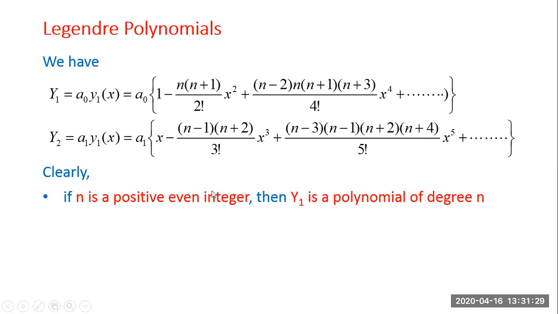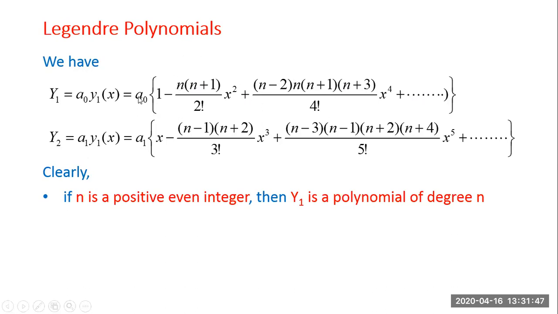See, if I take n as 4, I get the first term, second term, and third term. The fourth term will contain n minus 4, and from the fourth term onwards, all the terms will contain n minus 4. Therefore, all those terms will become 0 for n equal to 4.